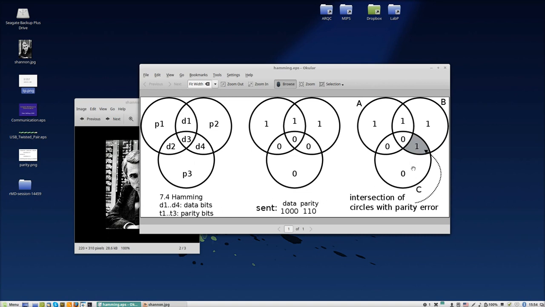So not only do I know that something went wrong here and here, but on top of that I know what went wrong, because I just look at the intersection of all the circles that had an error, that is circle B and circle C. The intersection cannot be part of A because A is correct, so the intersection of B and C and not A is this part which I marked in gray here. So that means that this one must have been wrong.